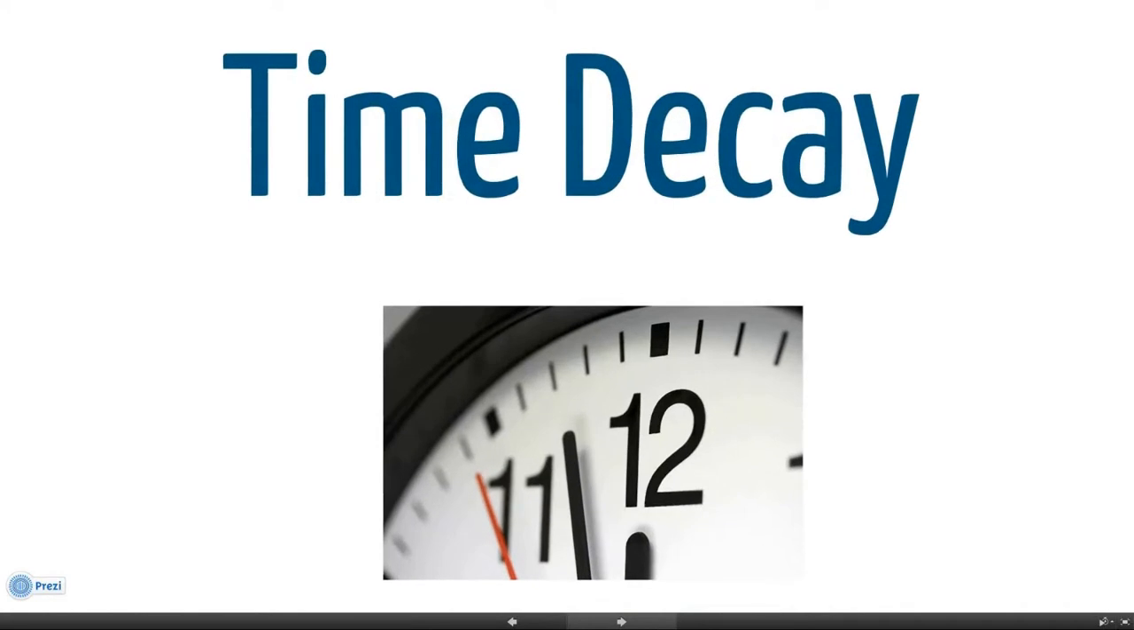And time decay is probably the simplest one to talk about. So basically, the longer a post is out there, the less relevant it is, and the lower it's going to show up in people's news feeds.